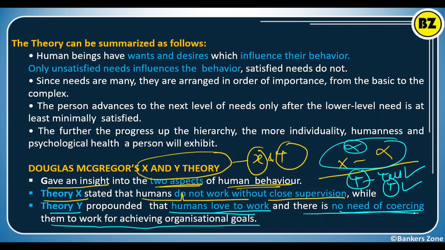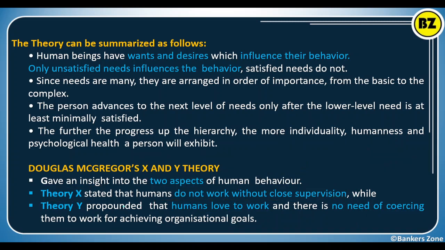Okay, and there is no need of coercing, meaning there is no need of pressurizing employees, giving them targets, harassing them. No need of anything, no need of supervision according to theory Y. So which theory do you think is good? Right, all employees say theory Y is good. Theory Y is that humans love to work, and there is no need of coercing them, that means no need of harassing or pressurizing, no need of supervision. But theory X says they don't want to work, they have to be supervised. Okay, these are very easy theories.